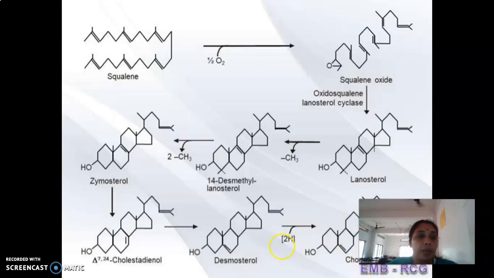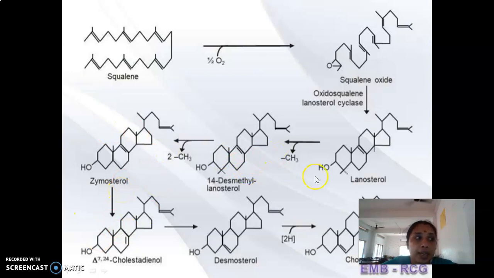So the last double bond is also removed. It is carried out by the reductase enzyme, delta 24 reductase enzyme, right? So all these reactions are happening in the presence of NADPH, right? The conversion of delta 7, 24 cholestadienol to desmosterol happens in the presence of two molecules of NADPH and molecular oxygen. Similarly, in the conversion of zymosterol to cholesterol, the reaction involves only the shifting of the double bond. So it's happening in the presence of the isomerase enzyme, right?